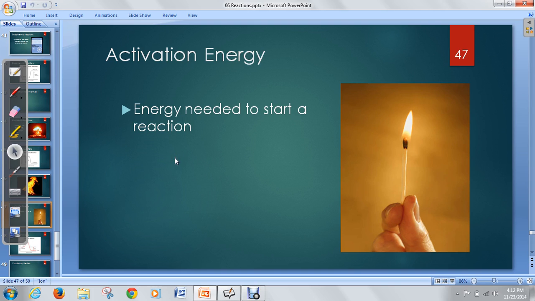Same thing with gasoline in your cars, right? You've got to actually start it with the ignition. Your gas doesn't just start combusting for no reason. You've got to give it some energy.